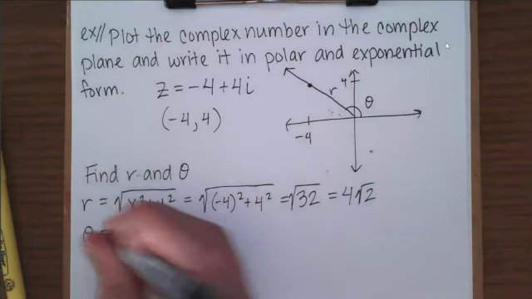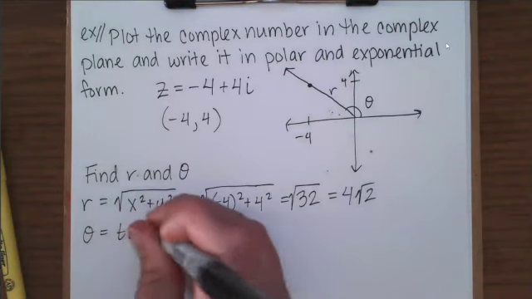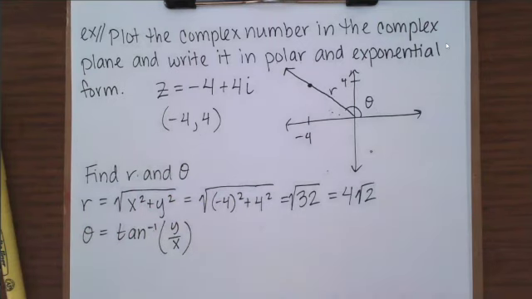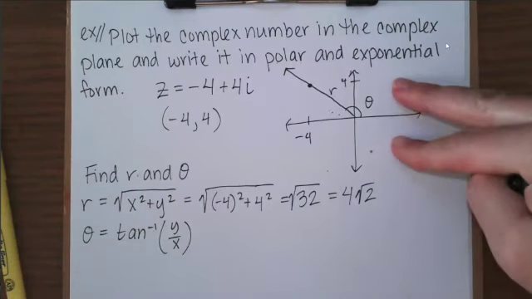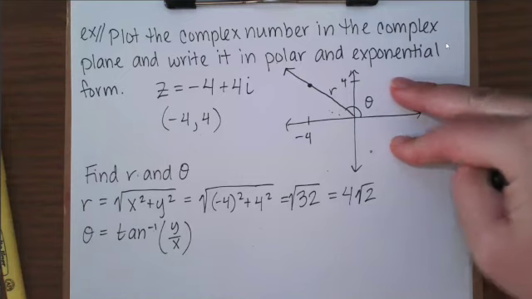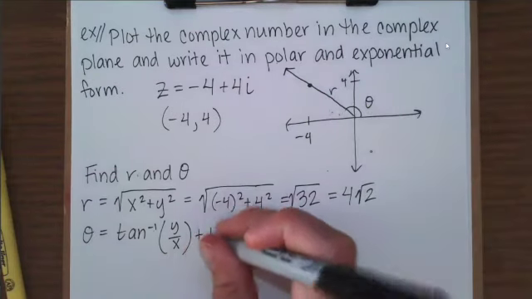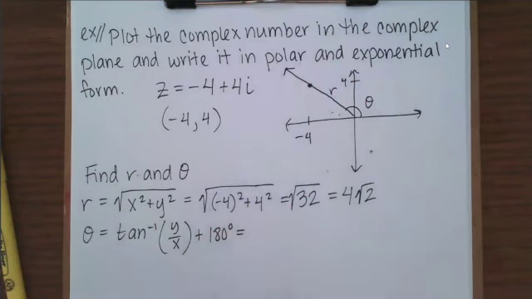Next step is to find theta. We know theta is equal to inverse tangent of y over x, with one exception here. Remember, inverse tangent only returns an answer in quadrant 1 or quadrant 4. Our angle happens to be in quadrant 2, so if we're in 2 or 3, we need to add 180 degrees to whatever we get there.